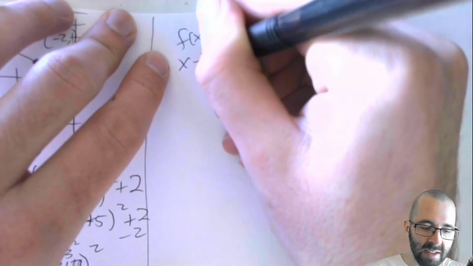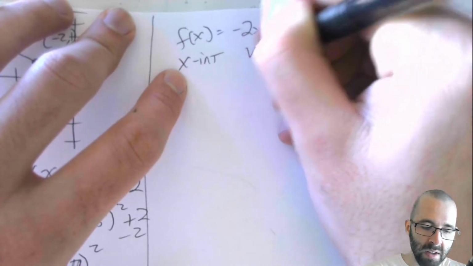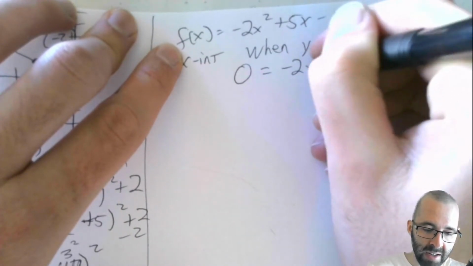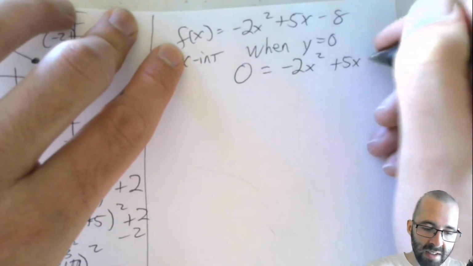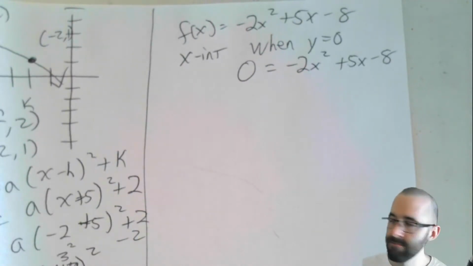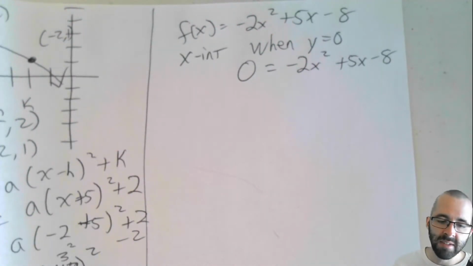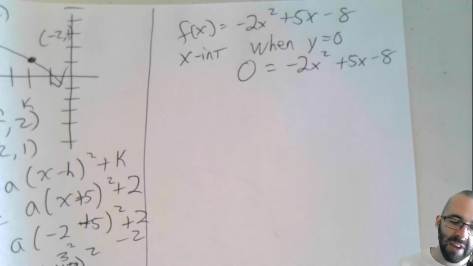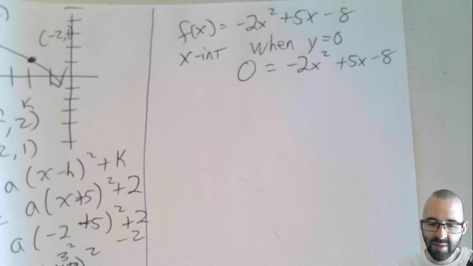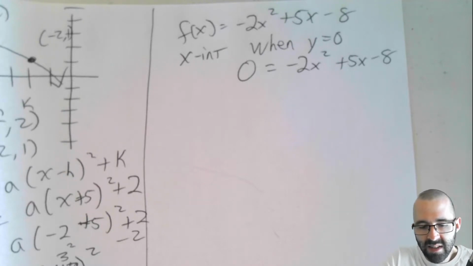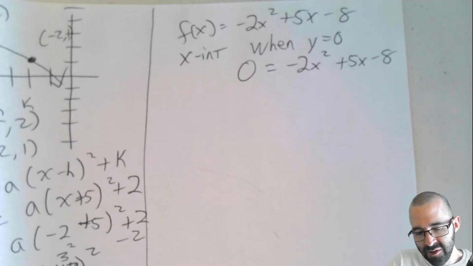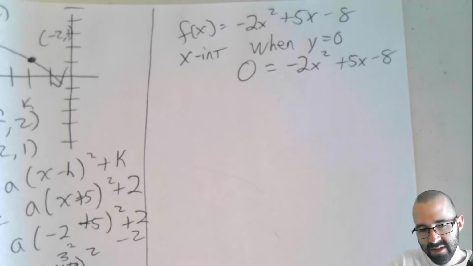So remember, the x-intercepts are when y equals 0. Right? That's when 0 is equal to negative 2x squared plus 5x minus 8. A lot of different ways to solve this equation. You can use the quadratic formula. You could see factors. We need something that multiplied to positive 16 and added to negative 5. I don't know if there is one.